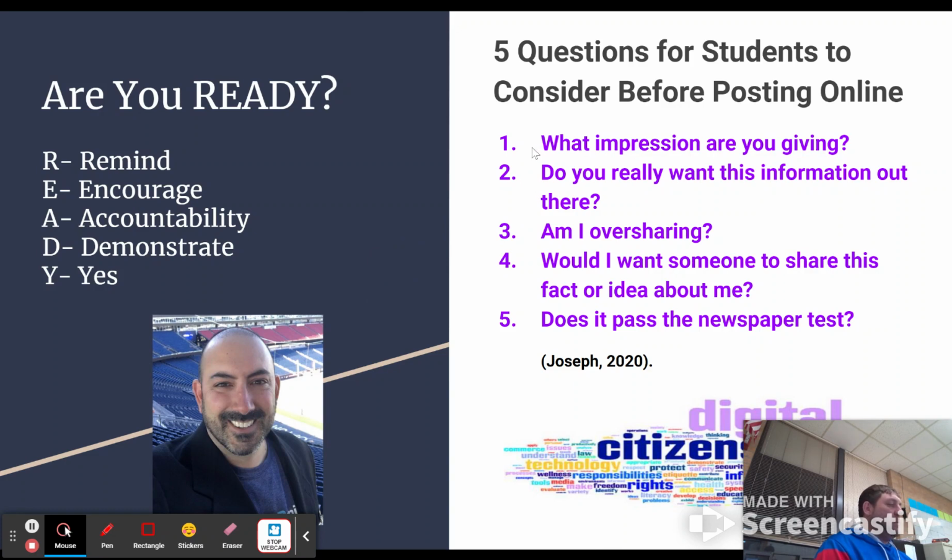And the first one is, what impression are you giving? Number 2 is, do you really want this information out there? Number 3, are you oversharing? And that's something I think that is big in schools. Is you do have students that just are posting all the time, and that is a big concern.